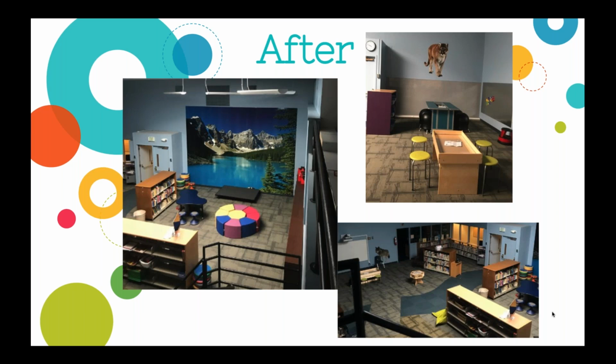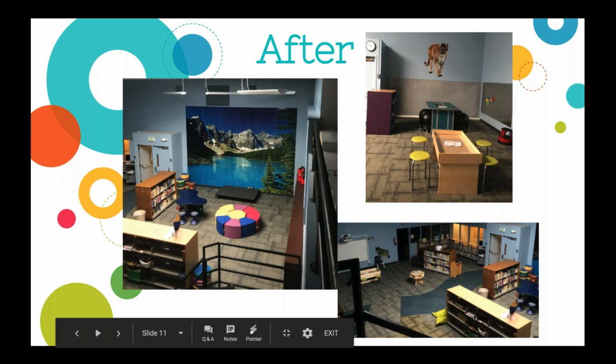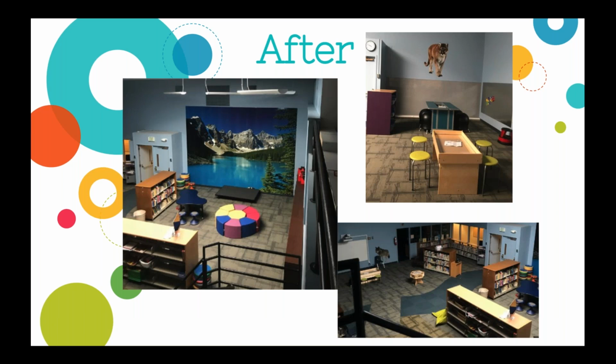You'll see some other furniture, a puzzle table, and some wobble stools there. And then up in the upper right-hand corner, we put in a Lego wall and some galvanized metal.